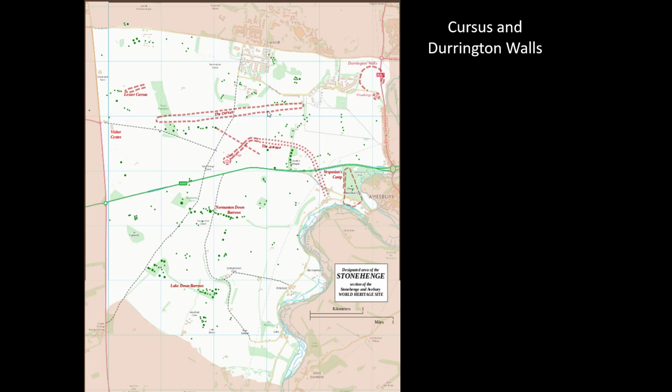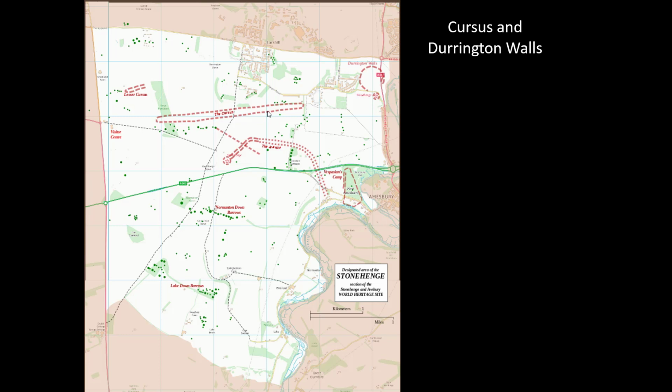Now, the Cursus runs from east to west, and this is an alignment that's consistent with the spring and autumn equinox sunrises. Now, we don't know what the function of this was, but it seems safe to suggest that it had some sort of ceremonial function, on top of the fact that it was used for or somehow connected to all of these burials that are situated around the perimeters.